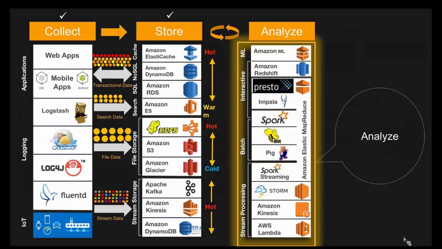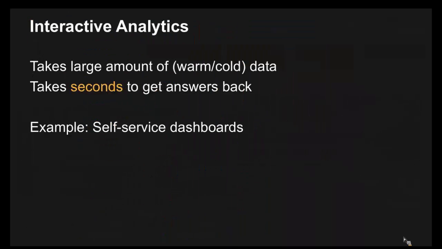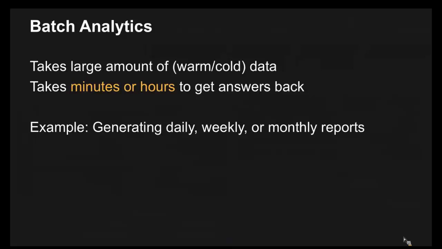In terms of the process to analyze, there are essentially 4 different types of analytics. When I talk analytics, people talk about either interactive analytics, batch analytics, real-time analytics, or machine learning. In interactive analytics, somebody is sitting in front of a dashboard, slicing and dicing data. They expect the answer to come back in seconds. In the case of batch analytics, people are taking large volumes of data. You run a Hive or a big job that comes back in minutes or hours to generate the answers. Classic examples are daily, weekly, or monthly reports.